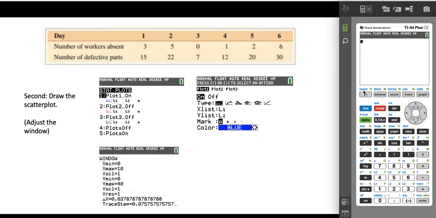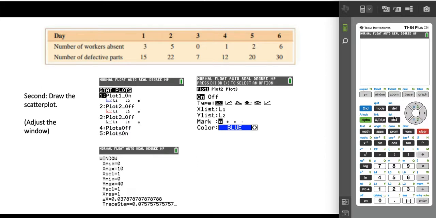And now we're going to access the stat plot menu. So we're going to press second and y equals to get stat plot. And we want this to say on and only this one. So we're going to press enter for the first plot. Make sure on is highlighted. Make sure that this choice is highlighted. This is a scatter plot. This was a line graph, a histogram. We don't want any of those. So we want this dot, the scatter plot.